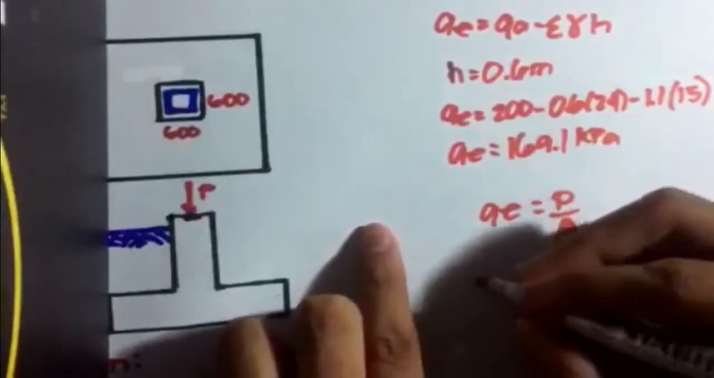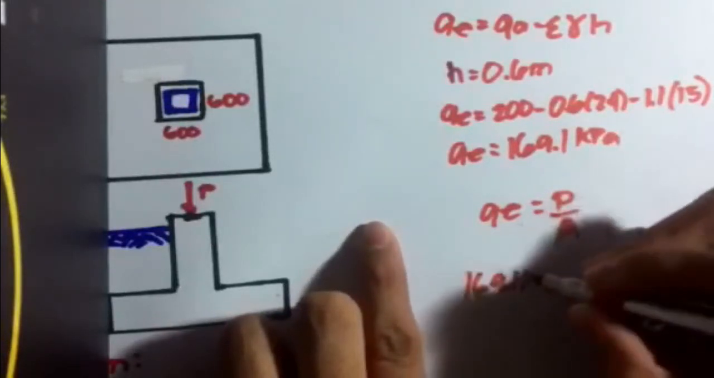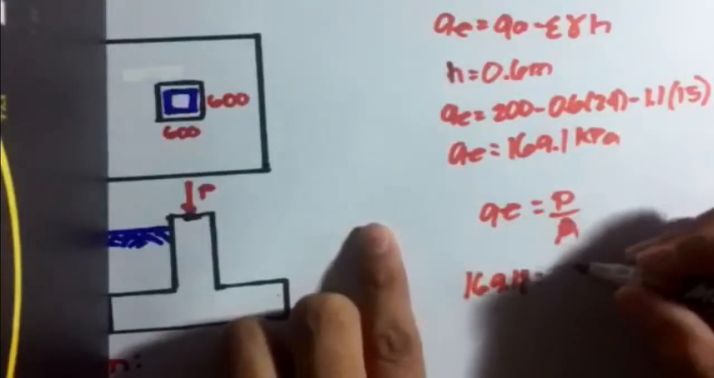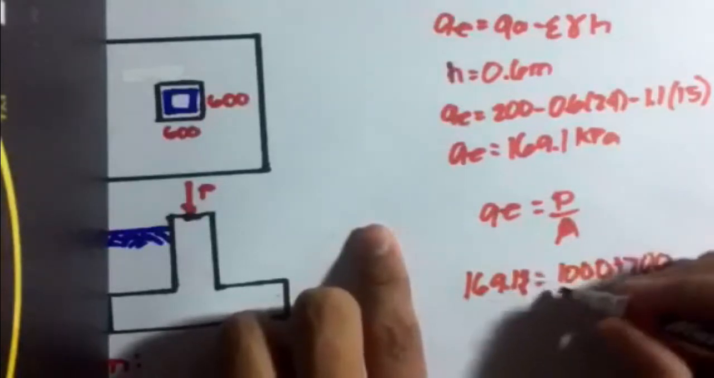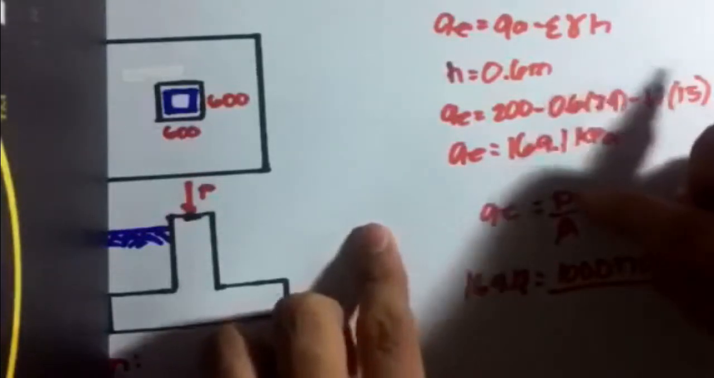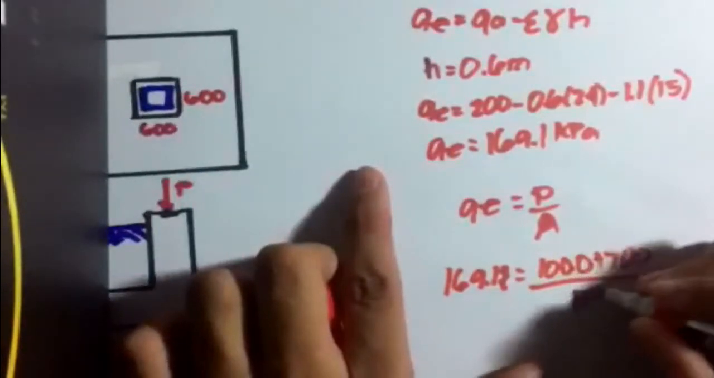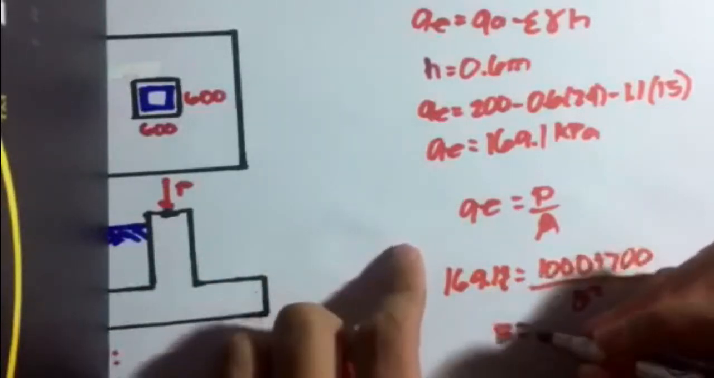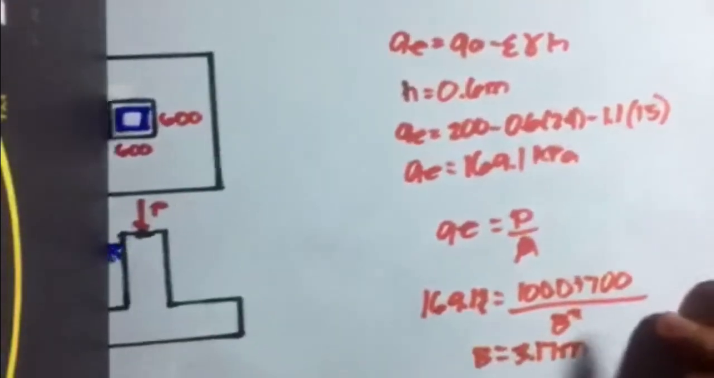So basically, we are going to write the formula as 169.1 equals 1000 plus 700. It is unfactored, okay? And over B squared, we can get the value of B as 3.17 meters. Yeah, that's it.